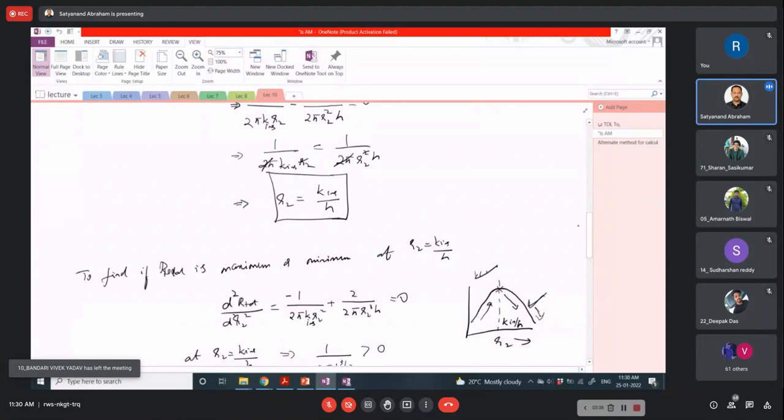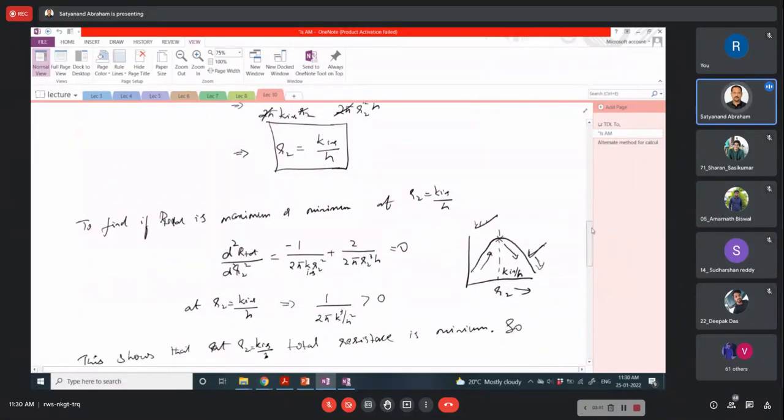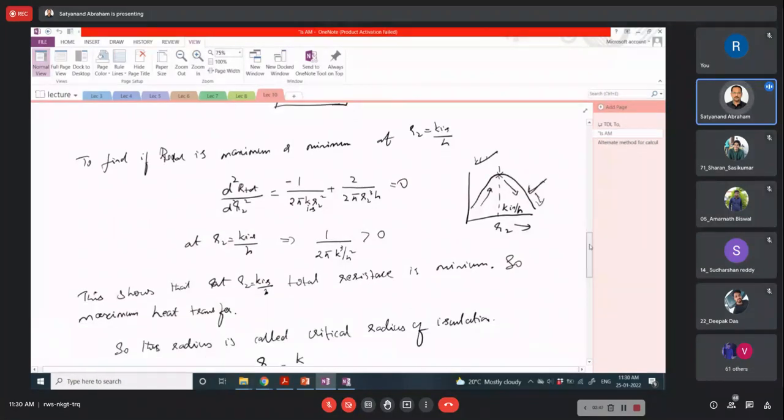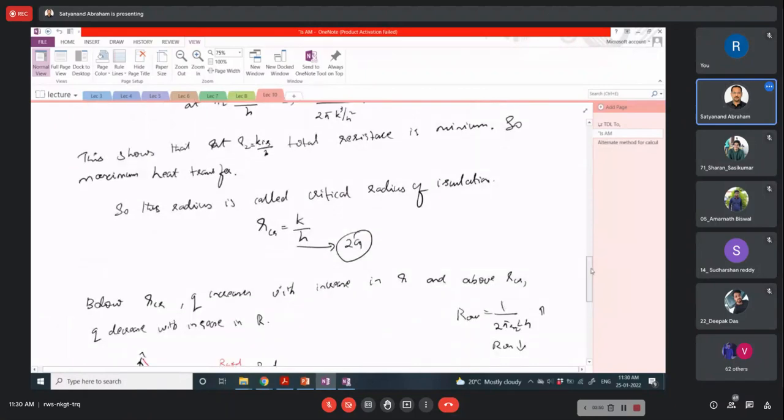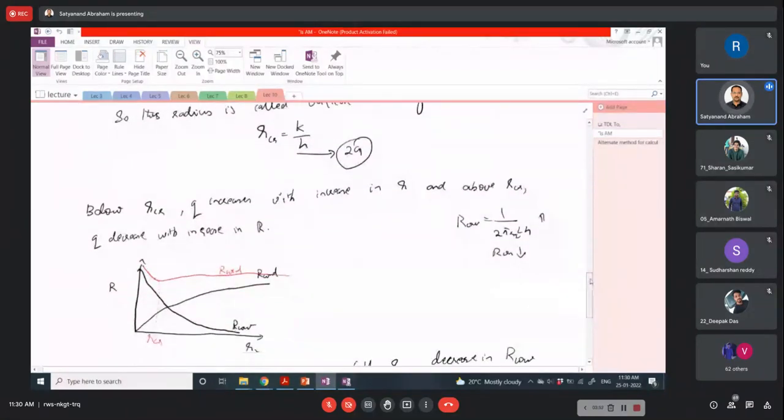That value, at which resistance is minimum or heat transfer is maximum, is known as the critical radius. So for the critical radius, the resistance comes to be minimum, and therefore the heat transfer is maximum. Whatever the radius of the insulation, it should be higher than the critical radius, so that even if you add a little bit more, it will again reduce the total heat transfer.